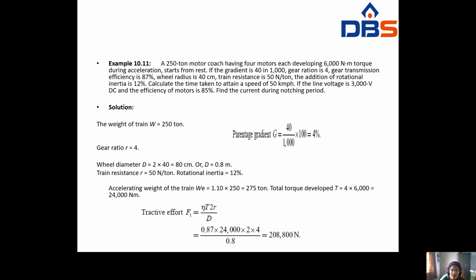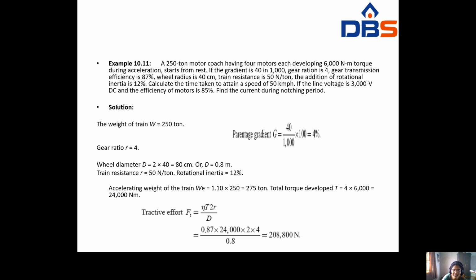Gear ratio is 4. Gear transmission efficiency, eta, is 87%. Wheel radius R equal to 40 centimeters. Train resistance R equal to 50 Newton per ton, and the additional rotational inertia is 12%. Calculate the time taken to attain the speed of 50 km per hour. From the starting position, to attain a speed of 50 kilometers per hour, how much time will be taken? That value you have to find out in this problem.